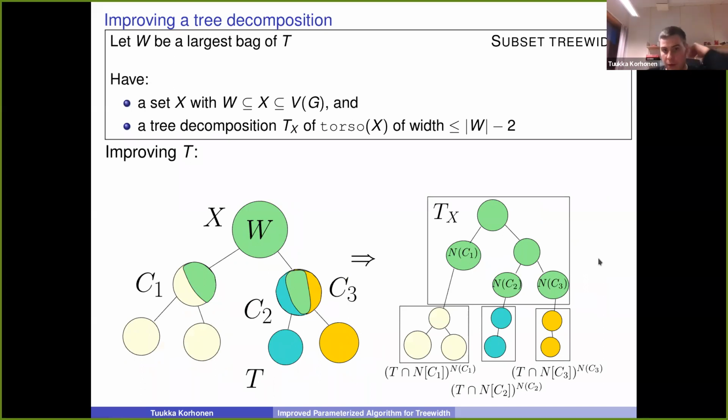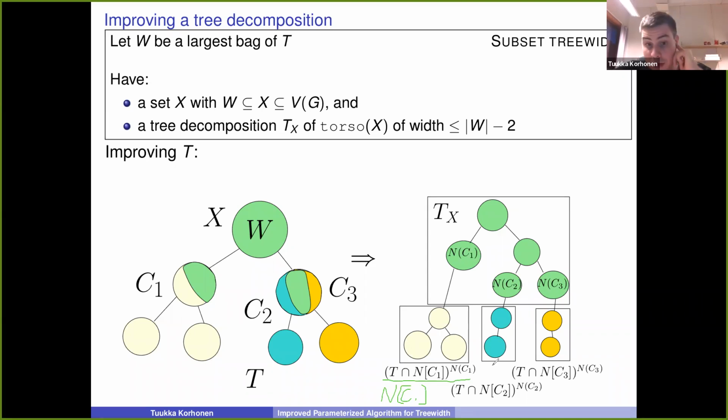Now, what we want to do is attach to these bags containing the neighborhoods the decompositions of C1 and its neighborhood. This is a tree decomposition of the closed neighborhood of C1, so it's C1 union the neighborhood of C1. This is a decomposition of the closed neighborhood of C2, and of the closed neighborhood of C3. And how do we construct these decompositions?